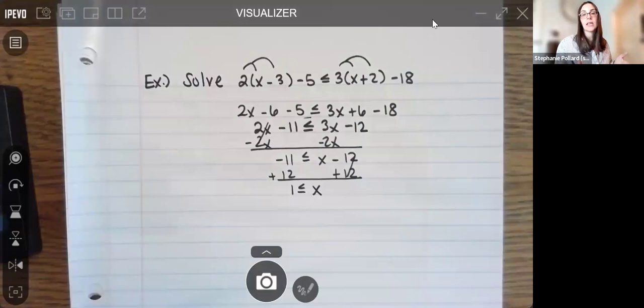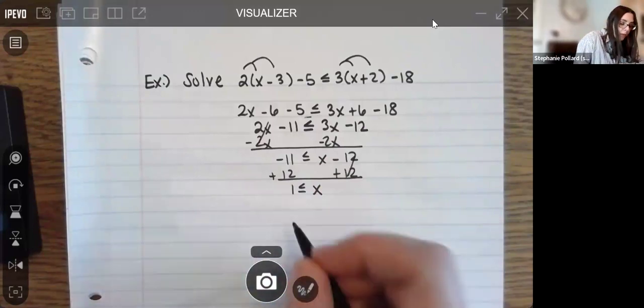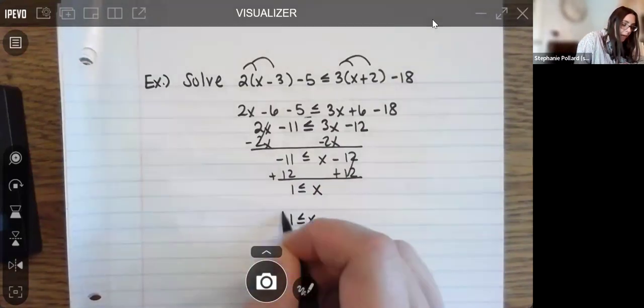Now, the nice thing here is I didn't have to worry about any dividing by negatives, right? Because I was able to keep my x's positive. But although this is a perfectly good answer, it's a little bit harder, I think, to graph.